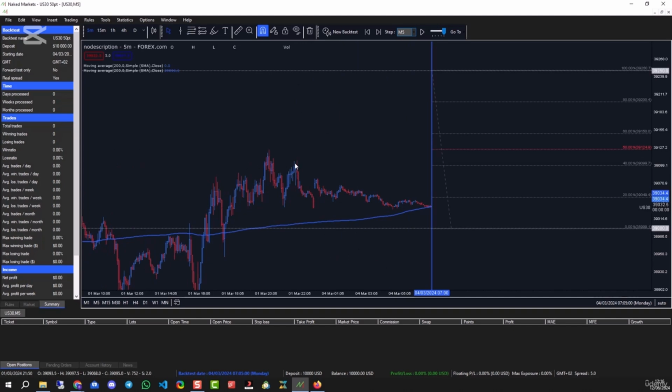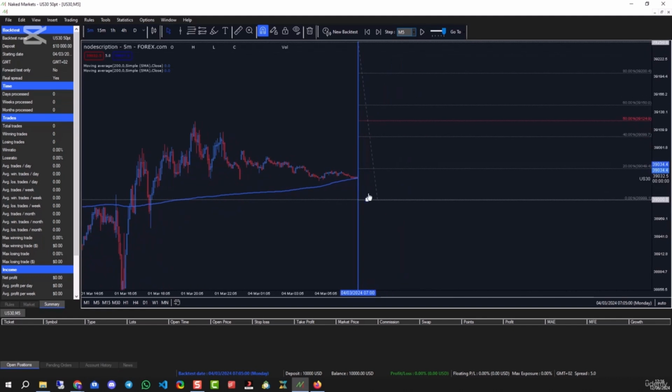Now remember, I'm looking to sell. Price is currently between this level and this level. So I'm going to either sell if price moves up to this level, I'm going to put a sell on. If price moves down to this level, I probably won't put a sell on. Why? Because it's a 39,000 round number. This is a huge round number, and as you can see, it tends to cause a little bounce.